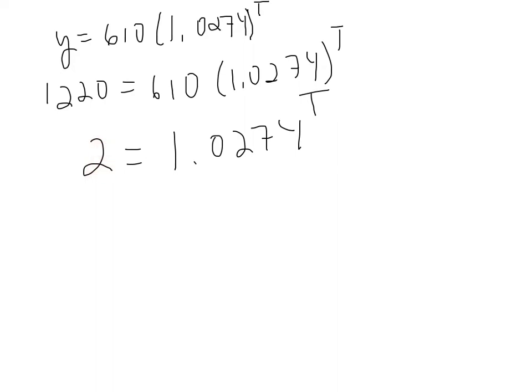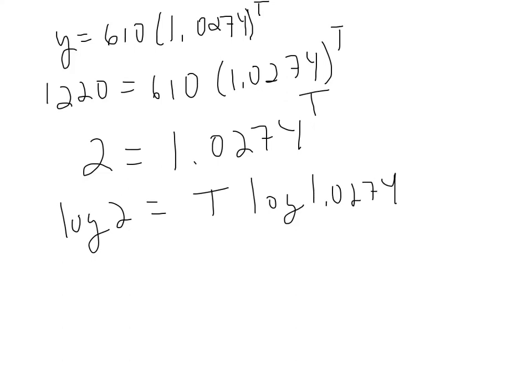So now to solve this, I'm going to take the log or natural log of both sides. I'll go with log. So the log of 2 equals, and I'm going to use the power rule when taking a logarithm. I can bring exponents out in front. Then I'm going to take the log of 2 and divide it by the log of 1.0274. And that should be the doubling time.